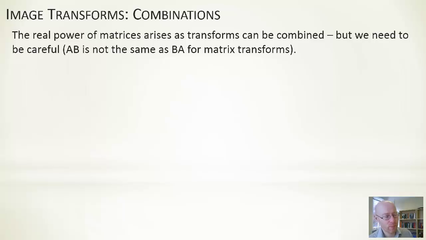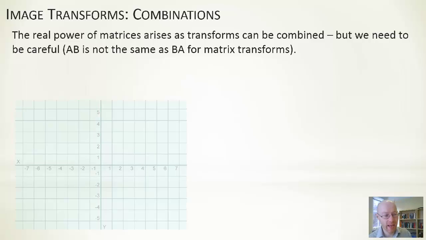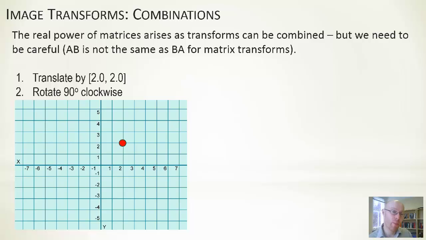I'll show you an example here, to hopefully make it a little bit clearer. Let's assume that we have XY axes. We have a starting point at 2, 2, the red circle, and we want to do two operations on it. The first operation, A, is translate by 2, 2, so we're going to move it 2 along and 2 up. The second operation, B, is rotate 90 degrees clockwise. If we do the first one, you can see that 2, 2 gets turned into 4, 4.